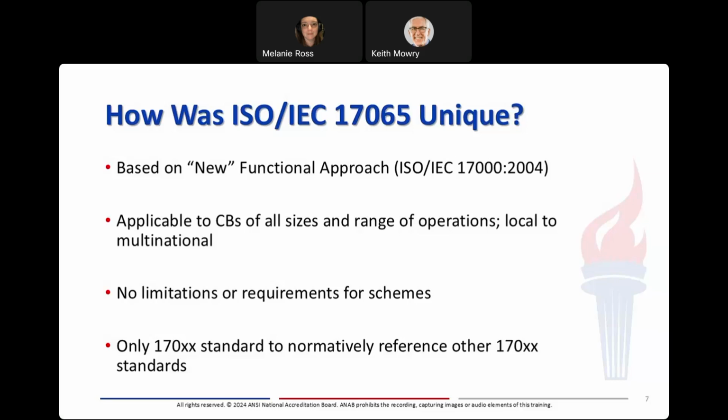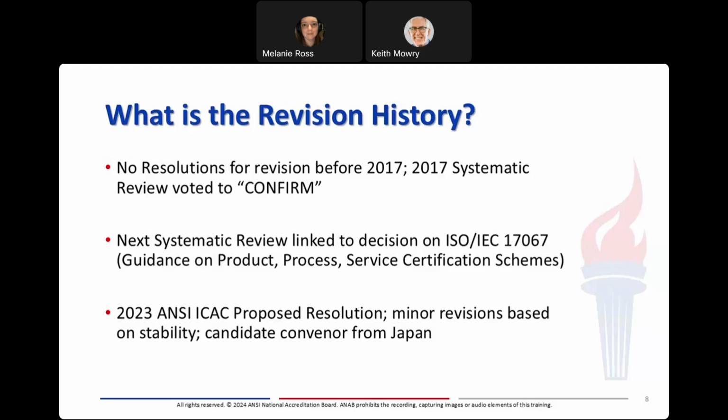Third, we wanted to write 17065 so there were no limitations or requirements on certification schemes for product, process, and service certification. Now, this was a big change from Guide 65. And to this day, 17065 accommodates the broadest range and type of schemes of any standard for a body in the CASCO toolbox. And finally, 17065 has been and is the only 17,000 series standard to normatively reference other 17,000 series standards. So all these different facets explain why it took such a long time, because we were setting a lot of new precedents.